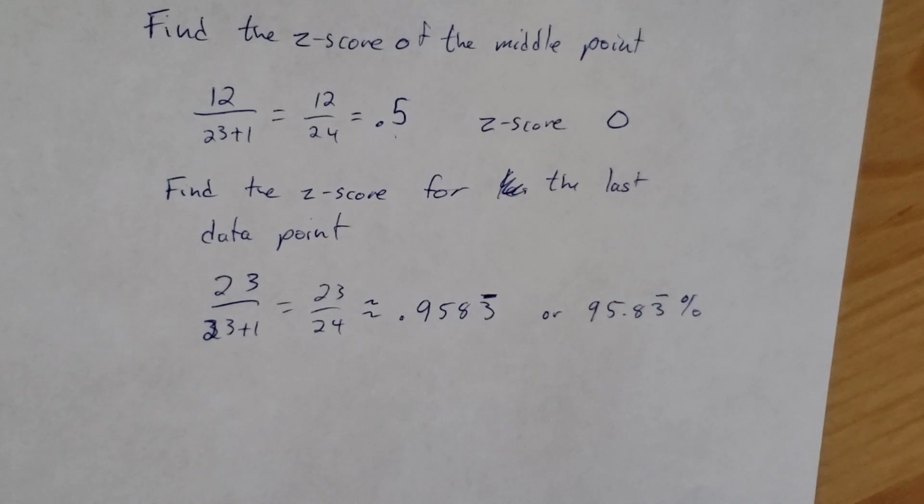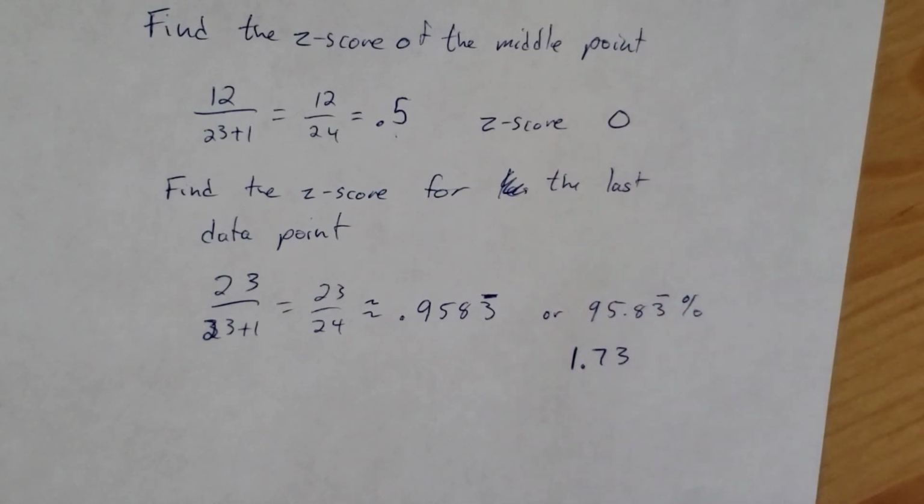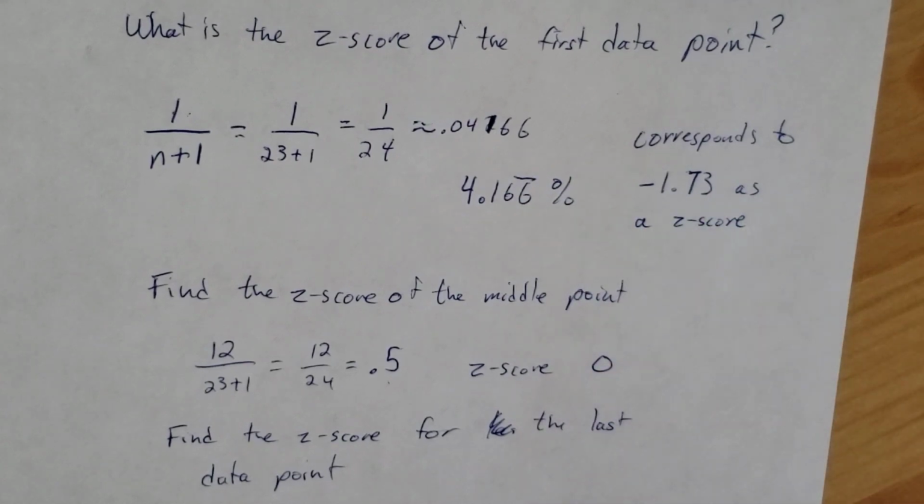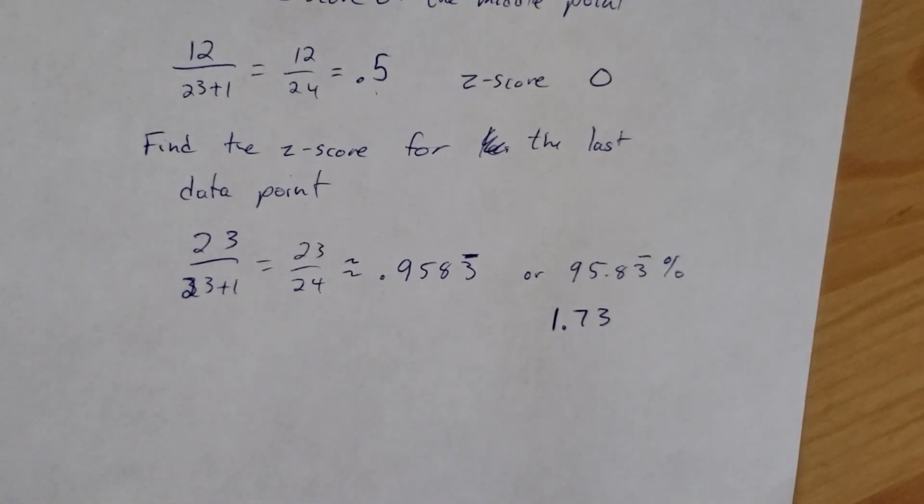Well, what is the z-score that corresponds to 0.9583? If we look at our table, 0.9583, that is about 1.73. And this makes sense. It should actually be related to the previous value that we got, which was negative 1.73. It should now be positive 1.73 because we're the same distance on the other side of the middle, of the mean or median here.